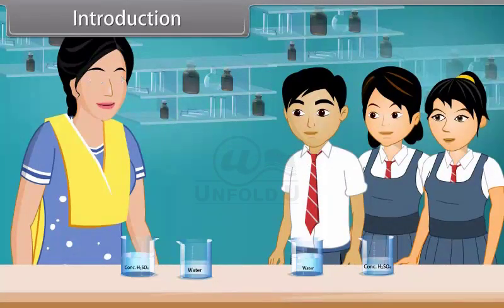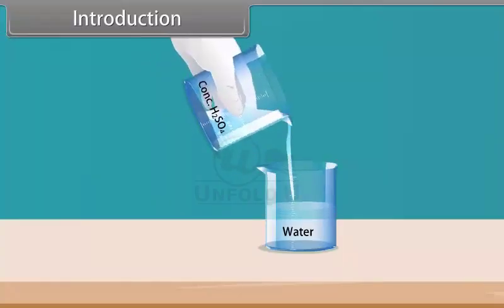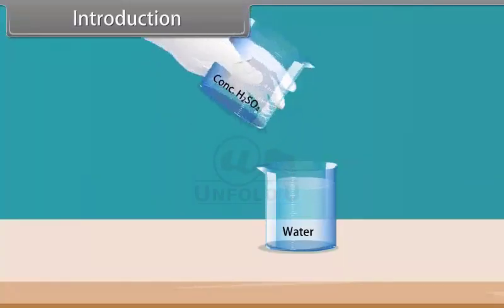Students, today we are going to perform an experiment in our chemistry lab. For this experiment, we require two important components, concentrated sulfuric acid and water. Firstly, we add concentrated sulfuric acid into water very slowly.